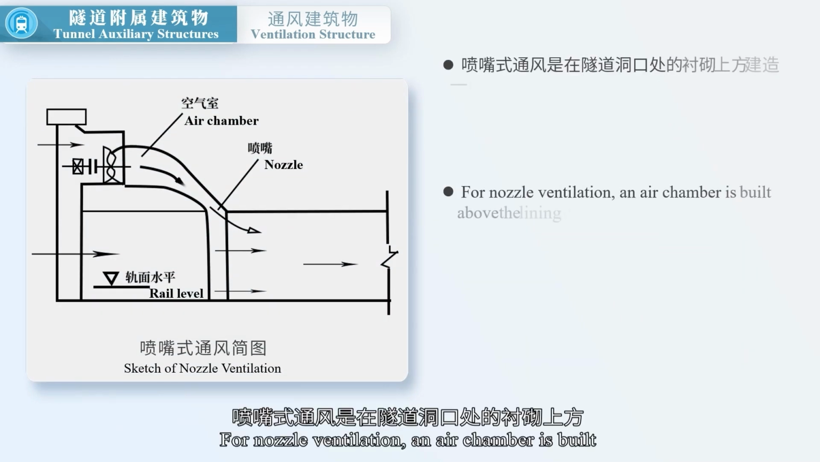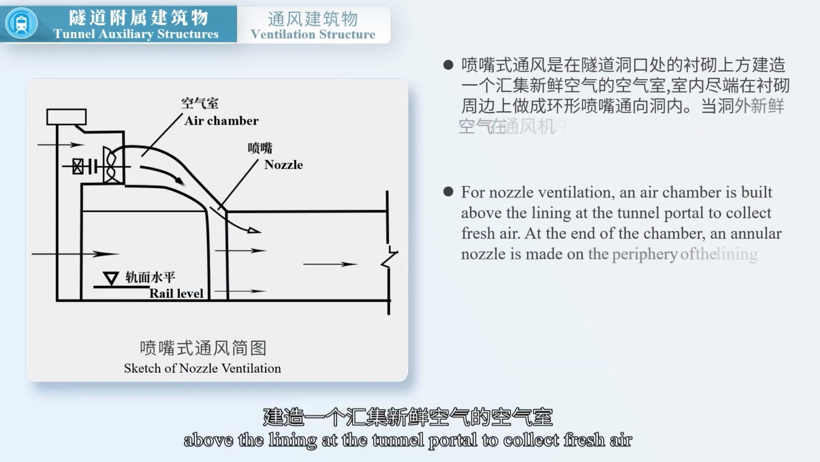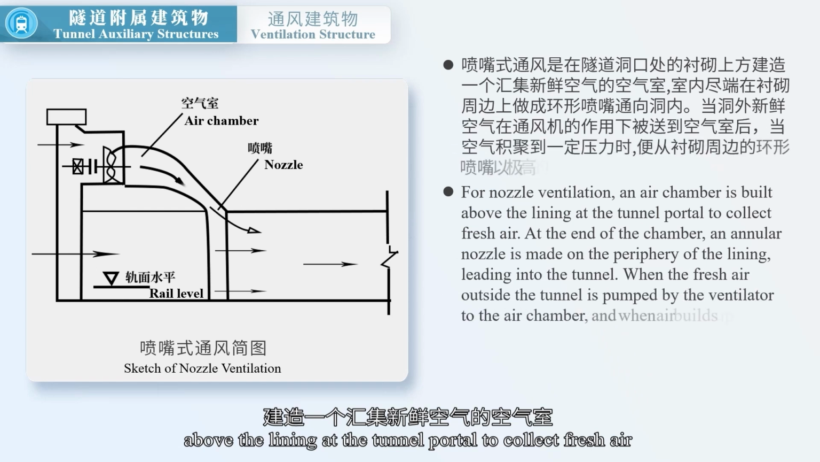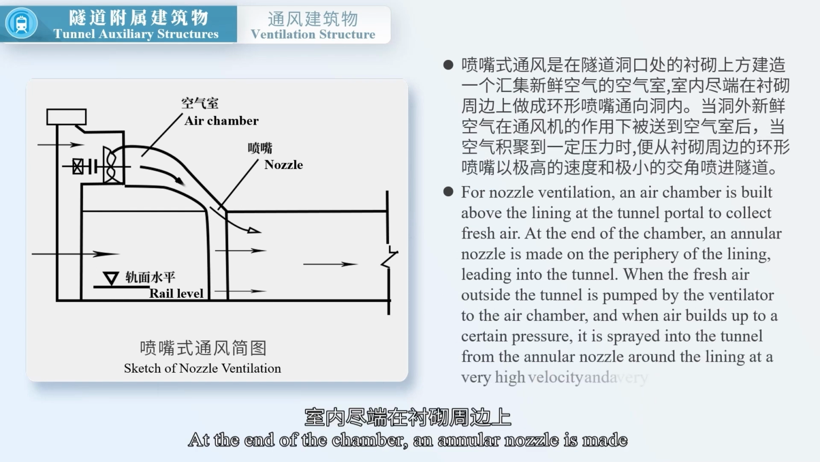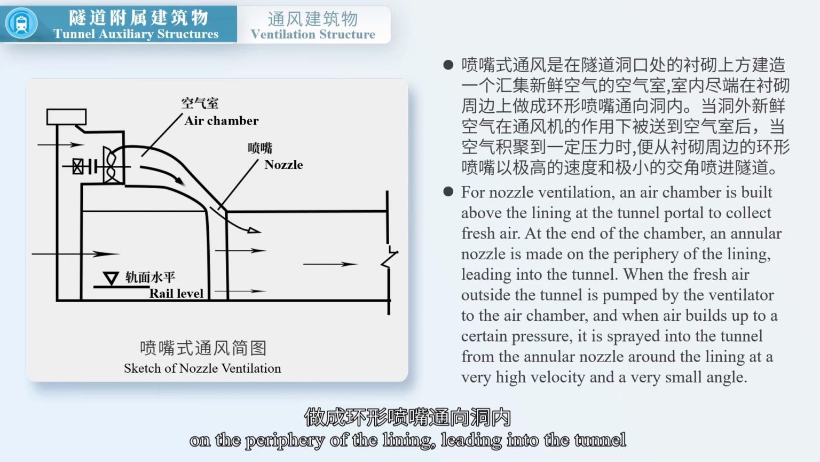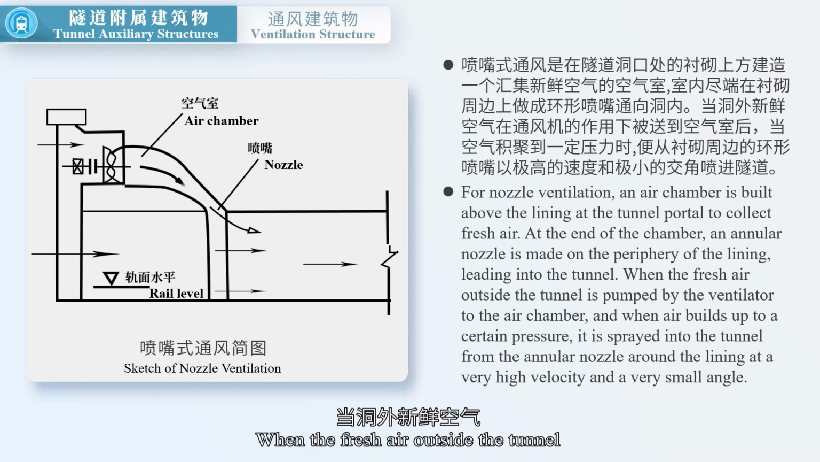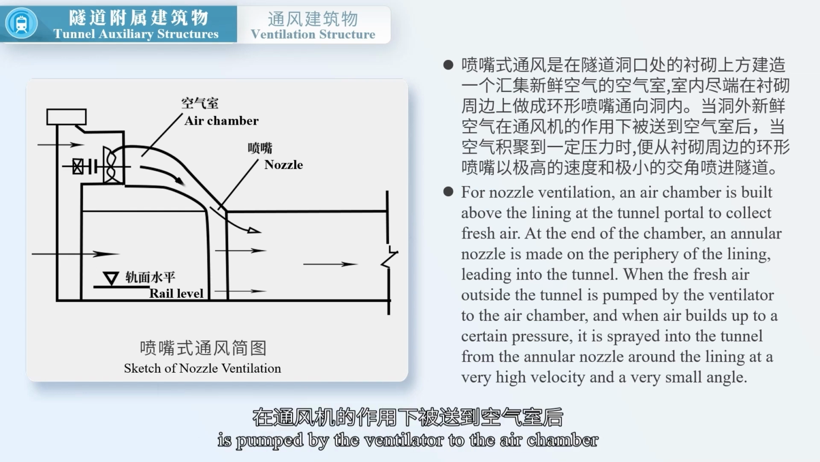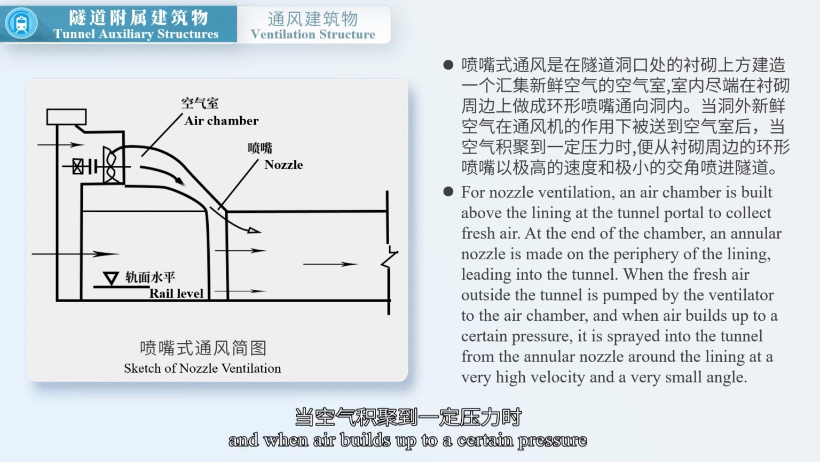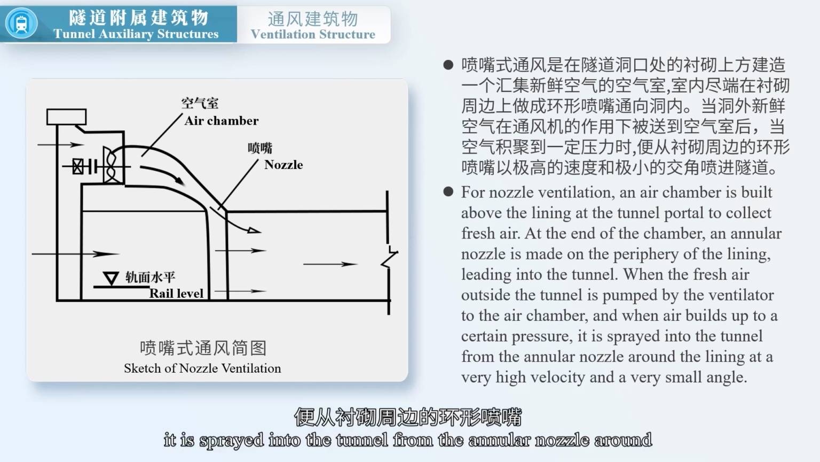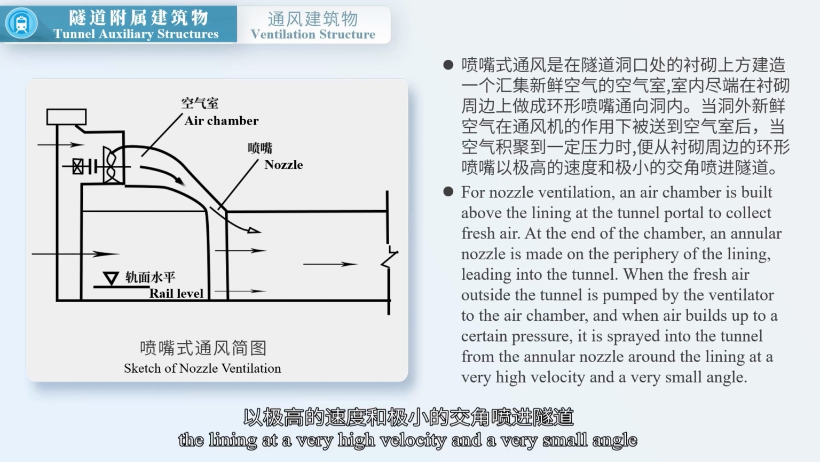For nozzle ventilation, an air chamber is built above the lining at the tunnel portal to collect fresh air. At the end of the chamber, an annular nozzle is made on the periphery of the lining leading into the tunnel. When the fresh air outside the tunnel is pumped by the ventilator to the air chamber, and when air builds up to a certain pressure, it is sprayed into the tunnel from the annular nozzle around the lining at a very high velocity and a very small angle.